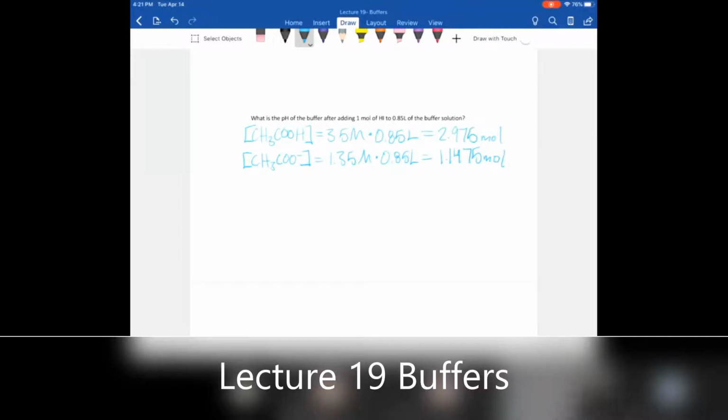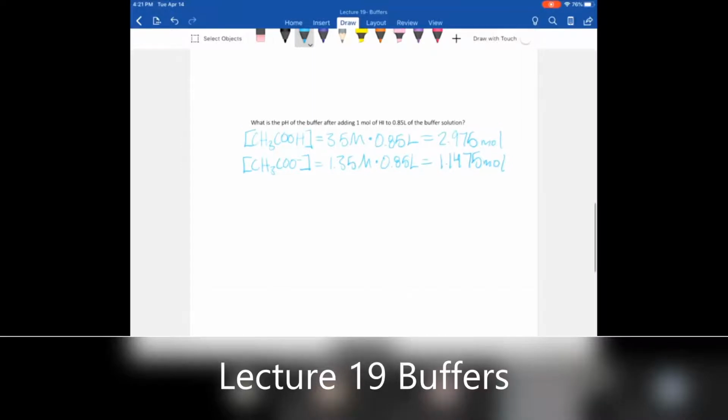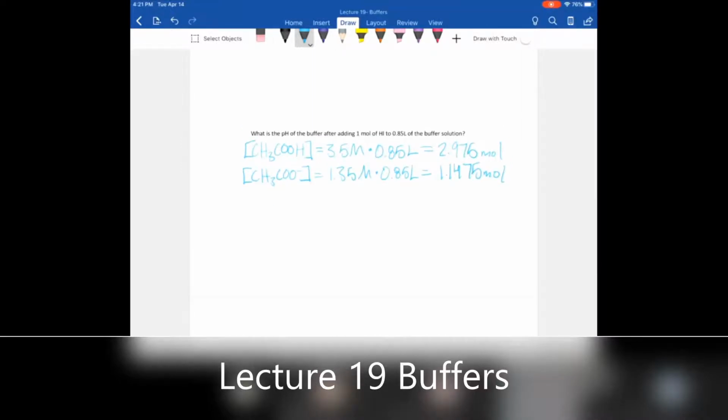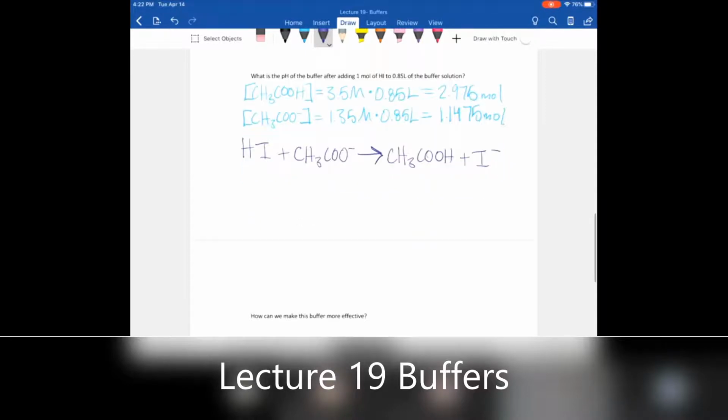So now you can set up your SRF table, but first, what is your HI going to react with? Which species? I think something funny is happening with the screen. Well, not for my screen, but I think for you guys it looks weird. Does anybody know what HI is going to react with? Yes. Okay, so HI plus the acetate going to form acetic acid plus I minus.